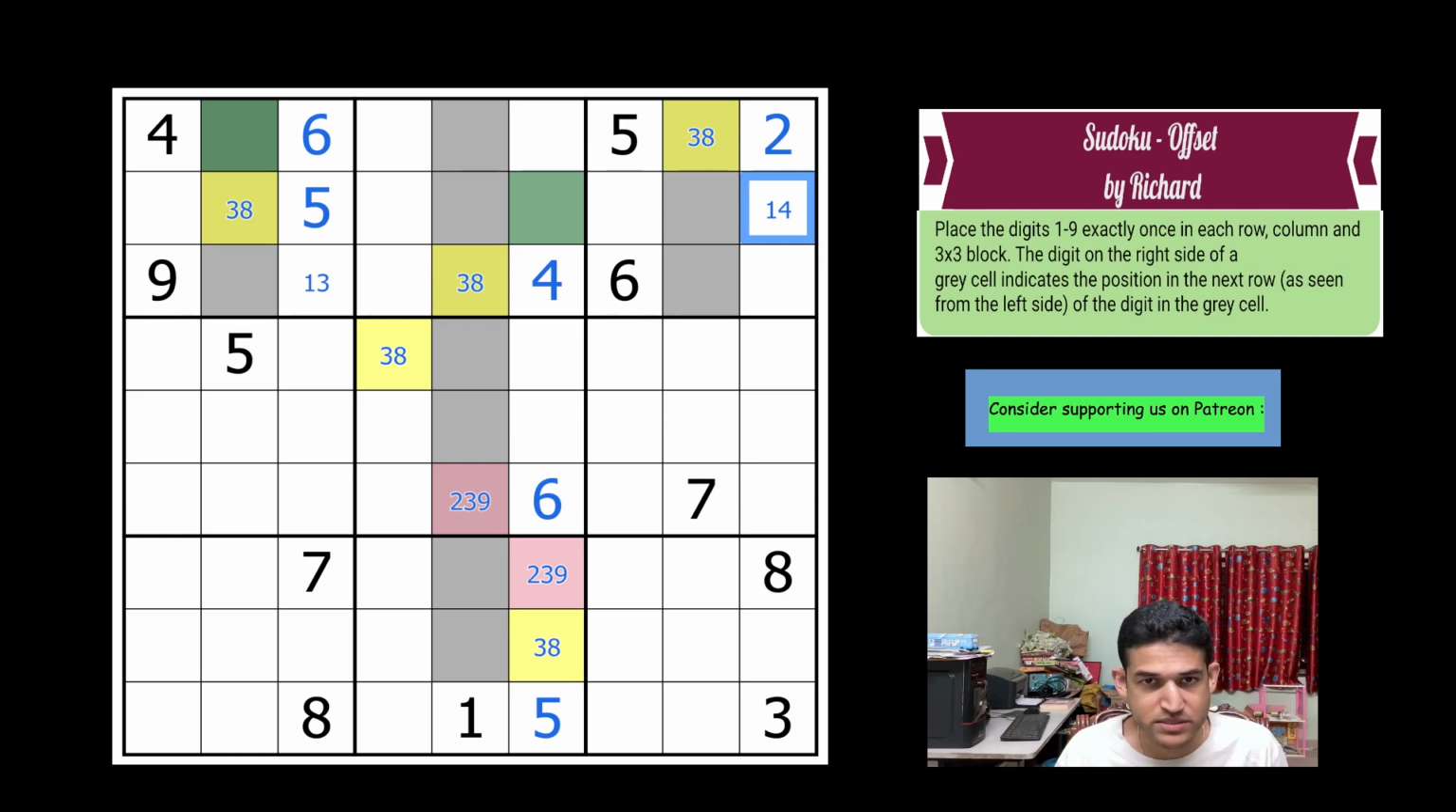And look at this cell, it's very restricted. 2, 5, 6, 3, 8, 4, 9. So this is 1 or a 7. Just these possibilities. And 2, 5, 6, 4, 9, 7. So this is 1, 3 or 8. Okay.